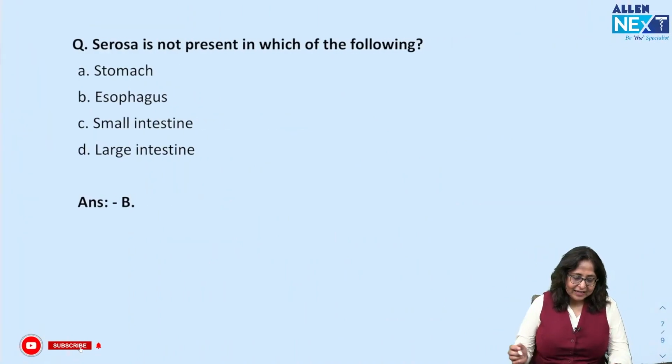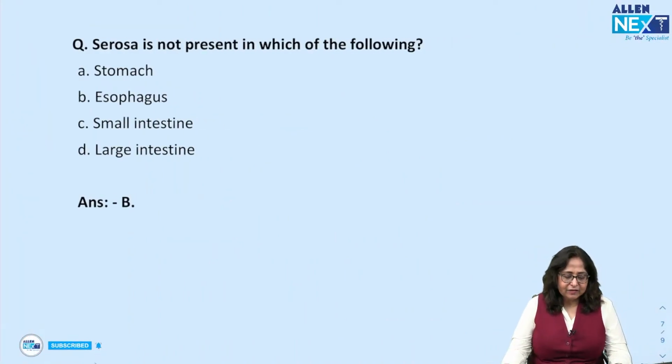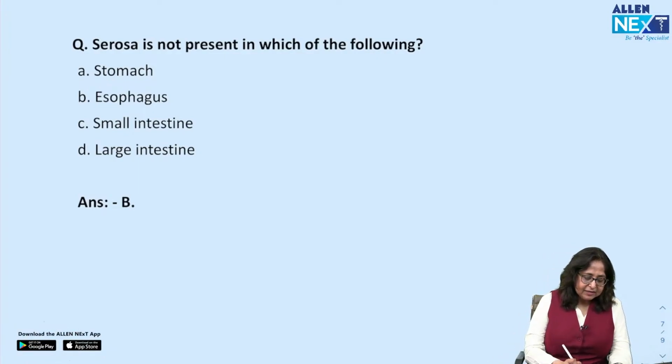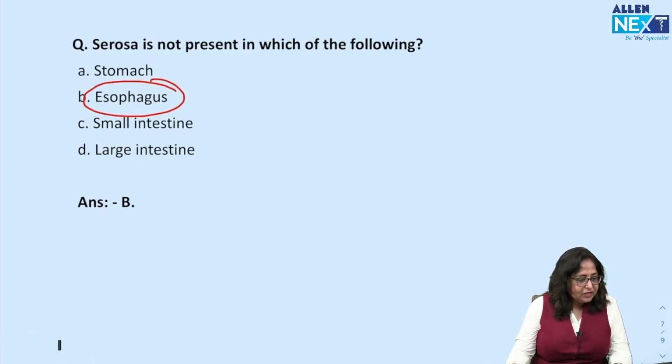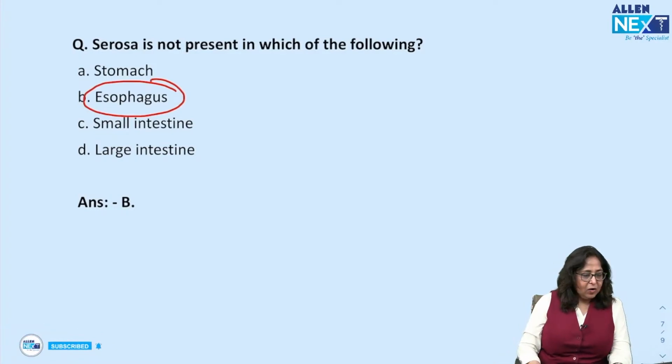Okay, let's see the next question. Serosa is not present in which of the following? Now, this is actually more of an anatomy question, more of a histology question, but the answer is esophagus. Esophagus, right? Okay, all right.